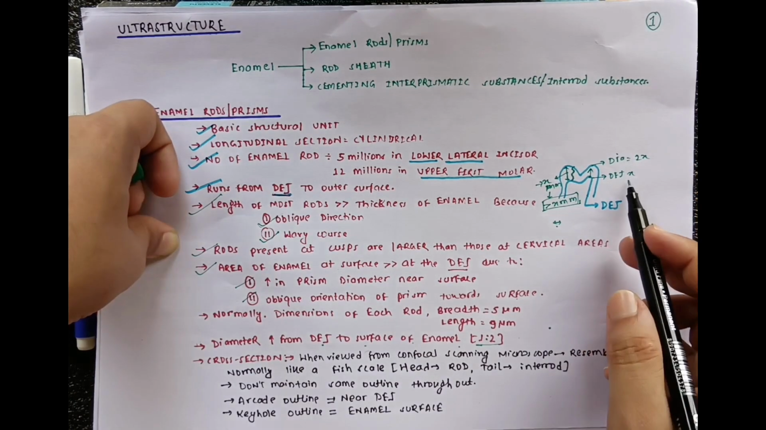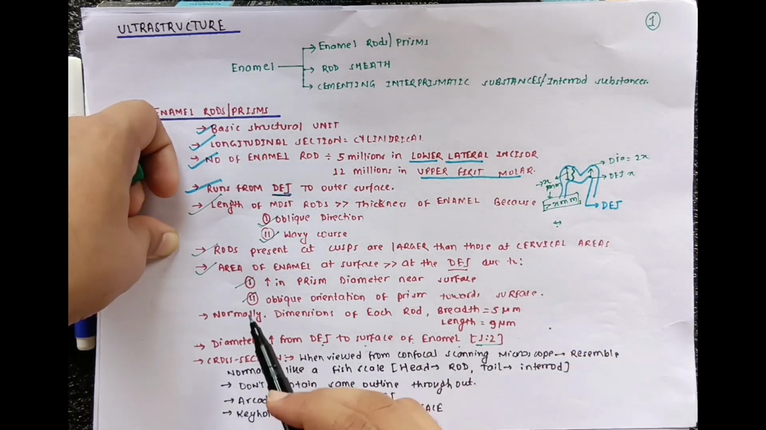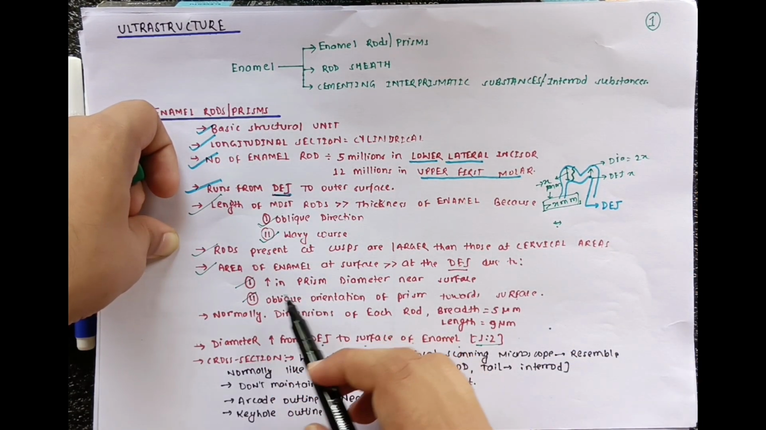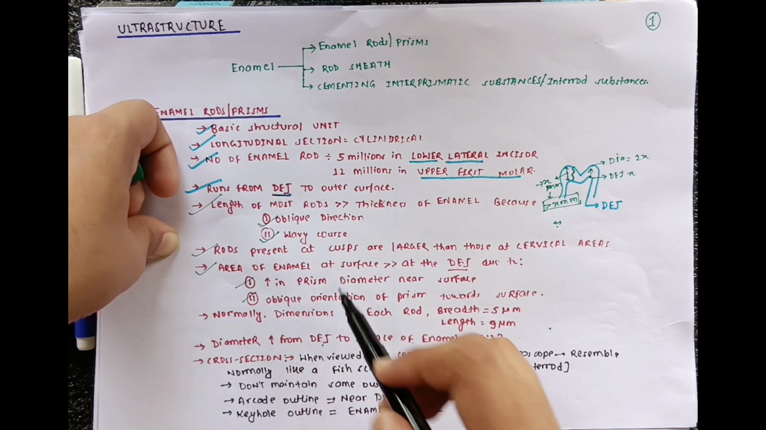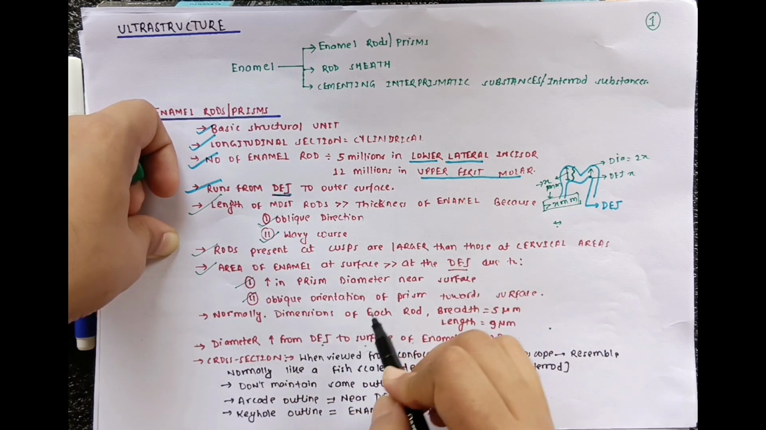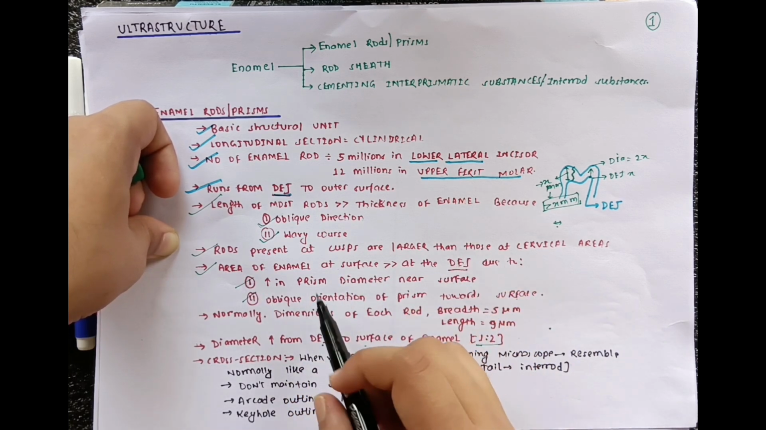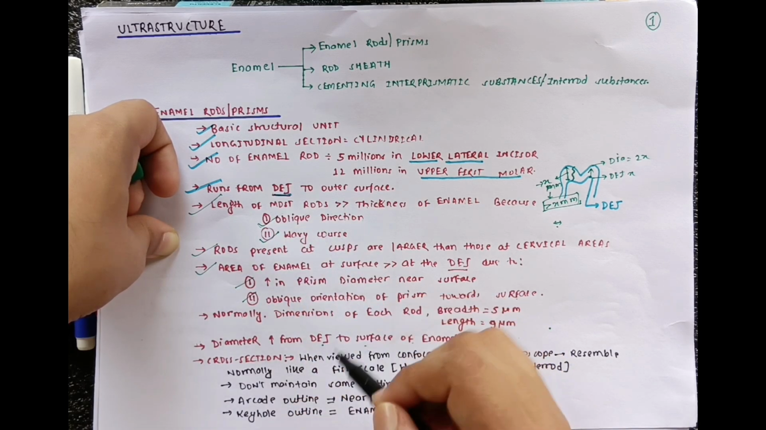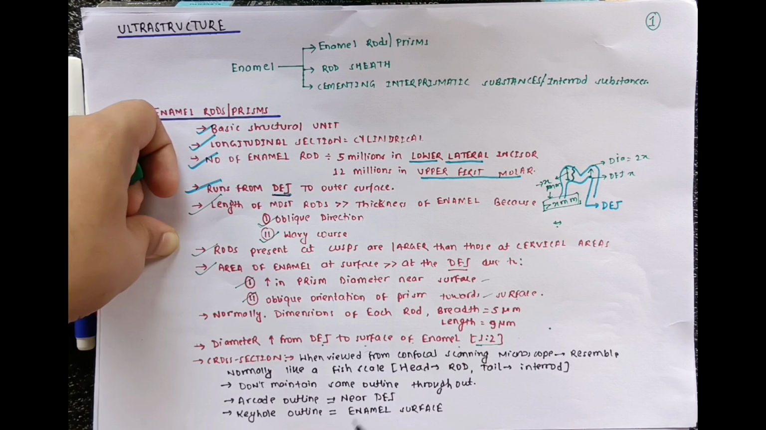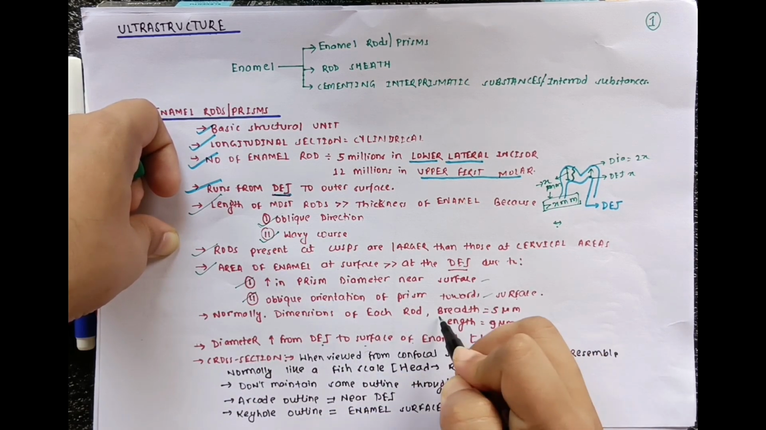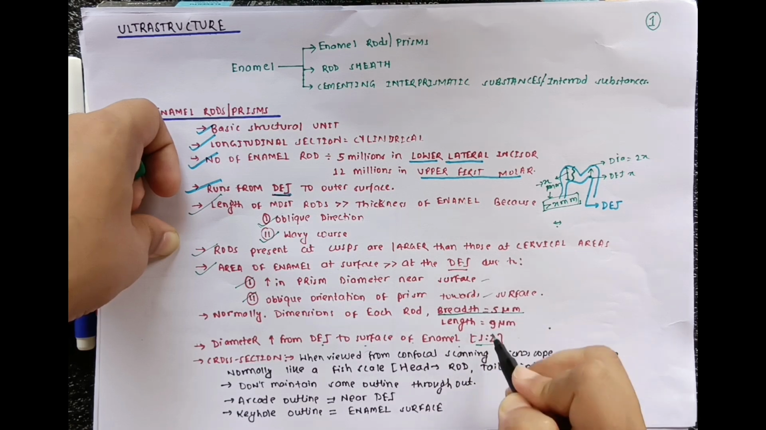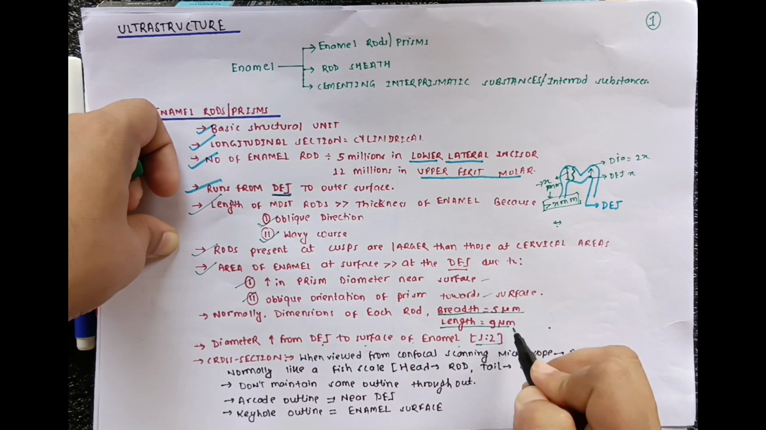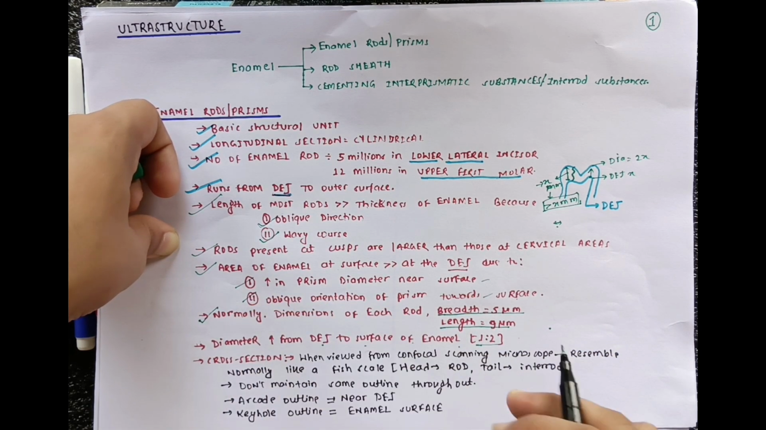So it increases in the ratio 1:2, and as the diameter increases, the area of the enamel at the surface should increase. Similarly, there is oblique orientation of the prism. This is also a reason for the length of the rod. So you should remember these 2 points for the length, and these 2 points for the area of the enamel. After that we can see the normal dimension of each rod is generally 5 micrometer in breadth and 9 micrometer in length. This is also important data that should be remembered.